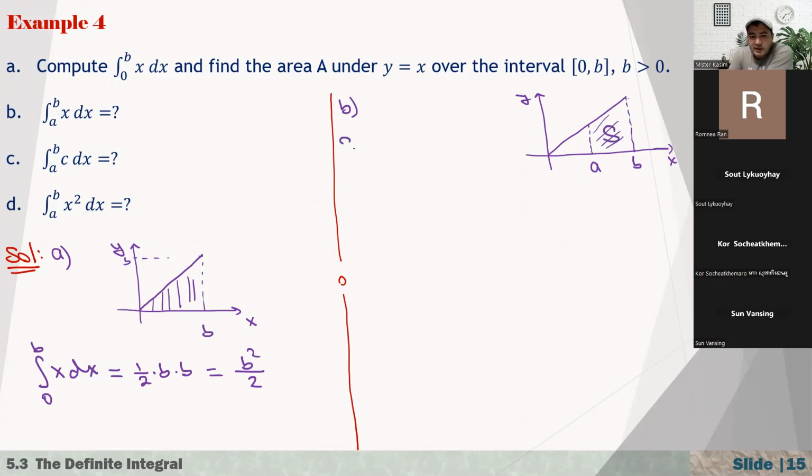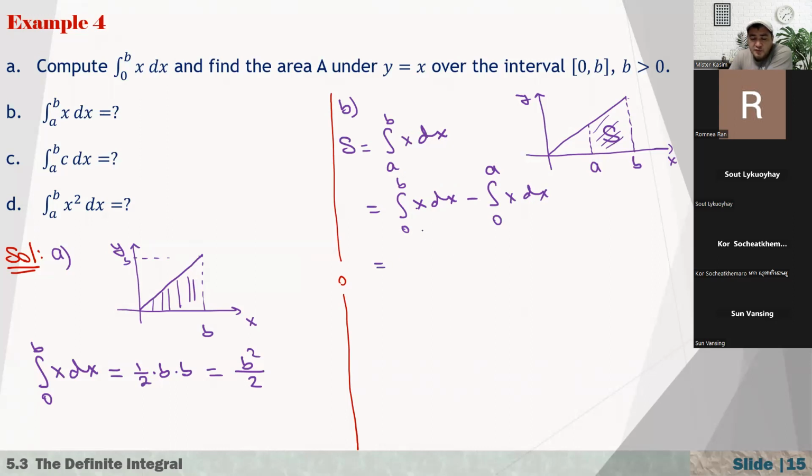What is S? So this S is equal to, by definition, the integral from A to B. Let me just write the integral from A to B of x dx. By using this property, I can write it as the integral from 0 to b of x dx minus the integral from 0 to a, because the integral from 0 to a plus a to b is equal to the integral from 0 to b. We have just studied this in our properties.